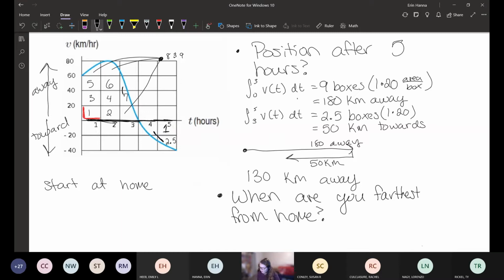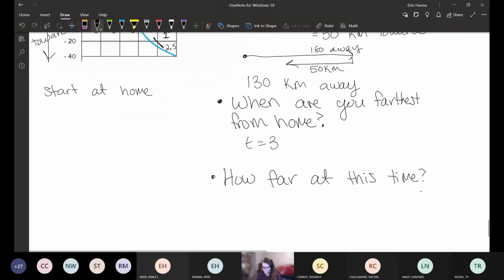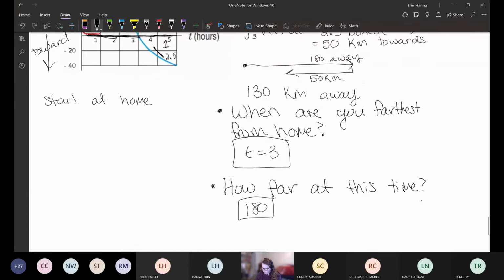And then we're asked, when are you farthest away from home? Well, that's probably before you turn around and go back towards your house. So that would be at the end of those first 3 hours. And we've actually already calculated how far we've gone in those first 3 hours. So when are you farthest away from home would be when t equals 3 before you turn around and go back. And then how far are you at this point? Well, we found that the distance you traveled between 0 to 3 was 180 kilometers. So 180 for the third piece.